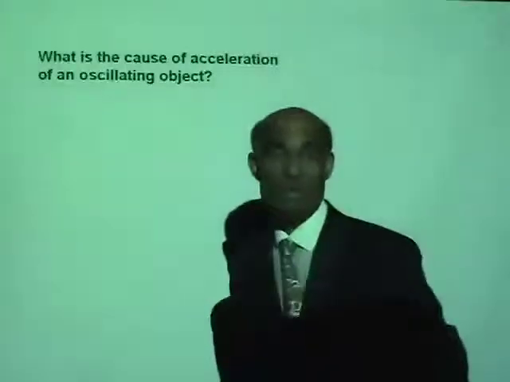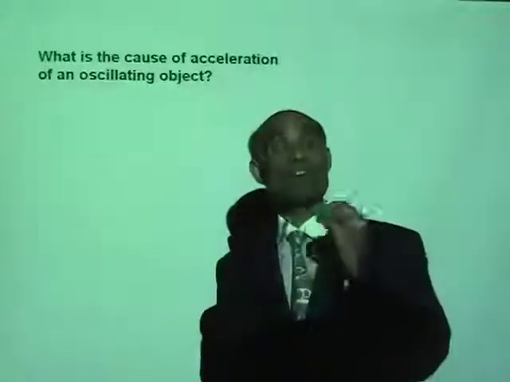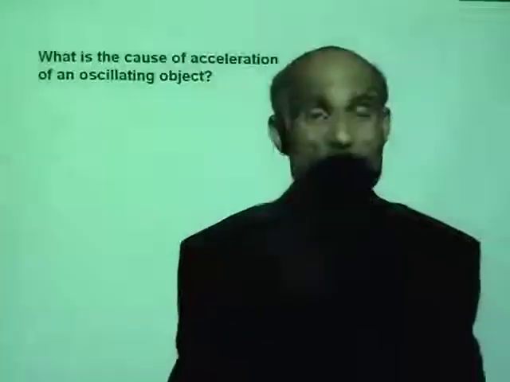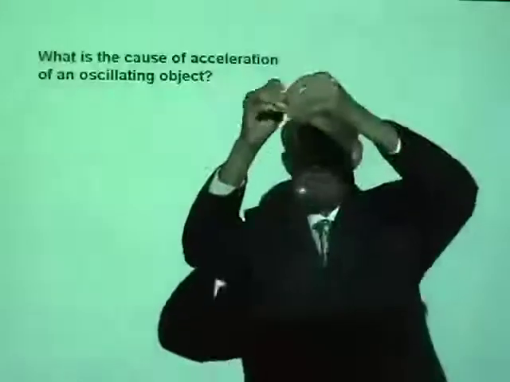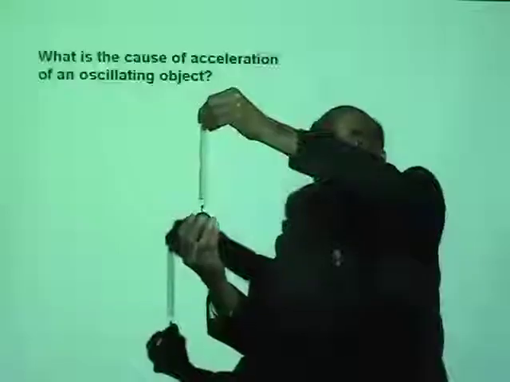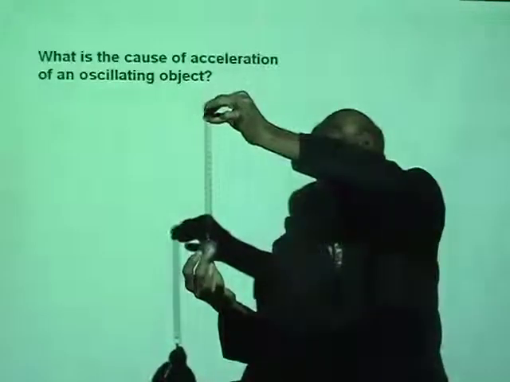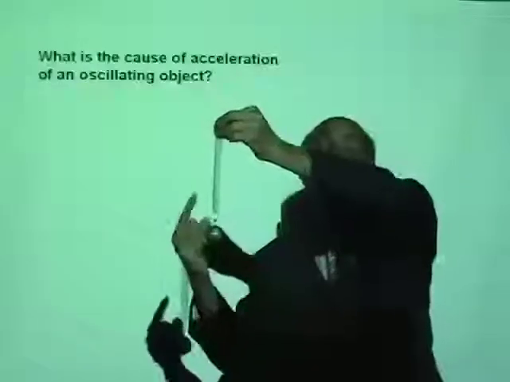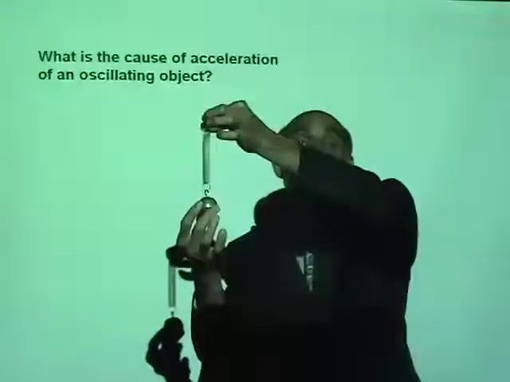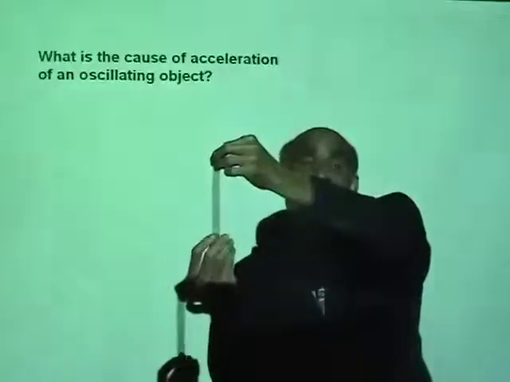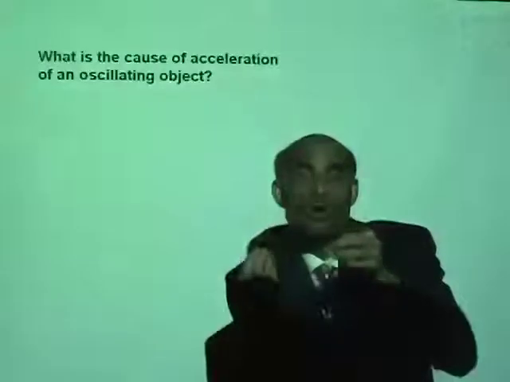Alright? Now tell me, what is the cause of acceleration of an oscillating object? I showed you this. What is the cause of acceleration? When the spring is pulled down, you can see the spring now has potential energy. The spring is now pulling the object back. The force applied by the spring to get its original position back is called the restoring force.